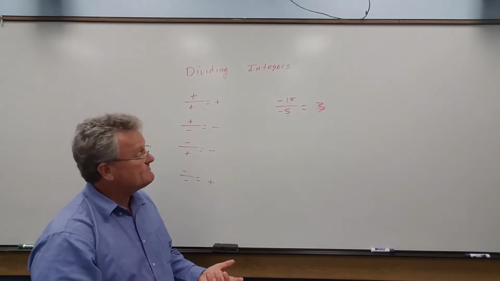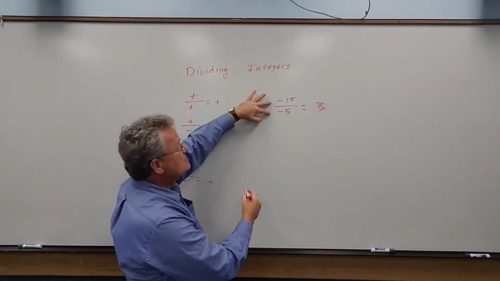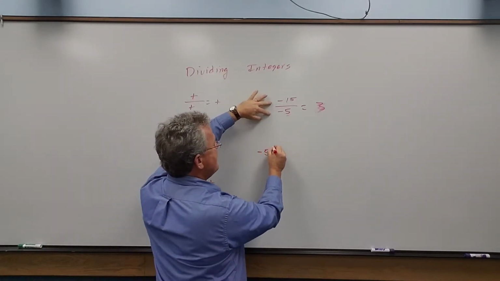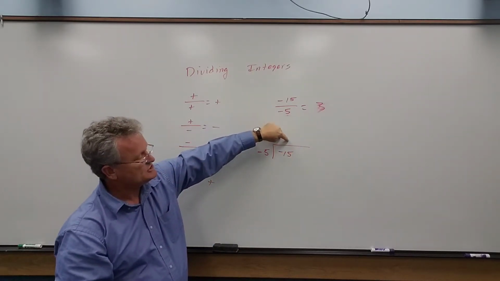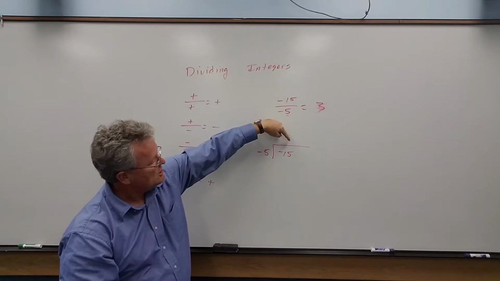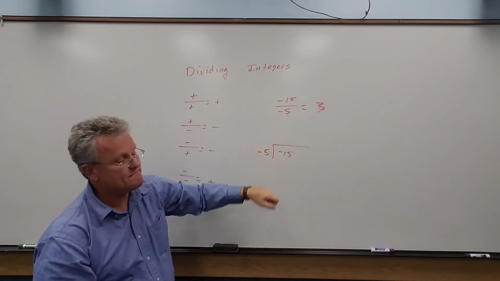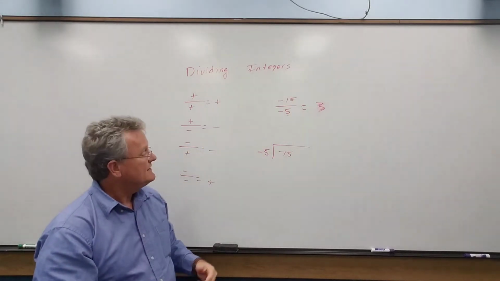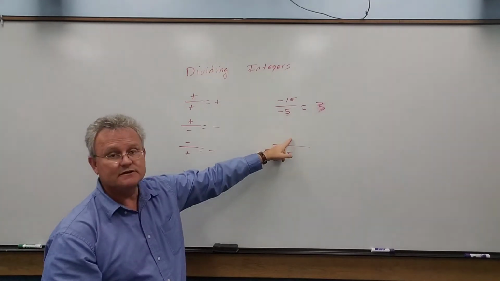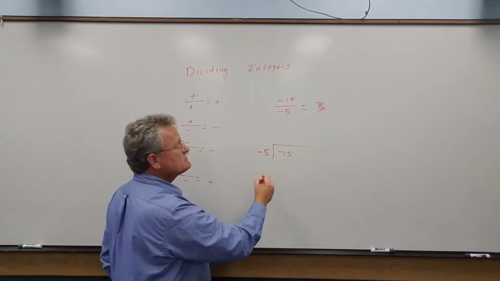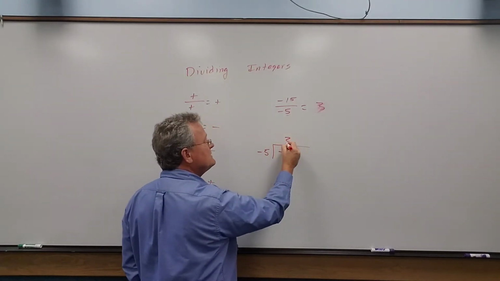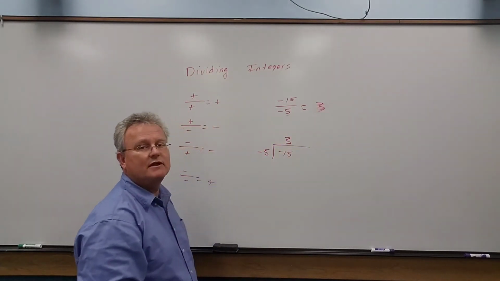Why is it a positive? Look at it as in long division. Negative 5 divided into negative 15. The question here, what is our answer? Well, what number times negative 5 is negative 15? The answer has to be a positive because a positive times a negative is a negative. So the answer has to be positive 3. That's why we get a 3 there.